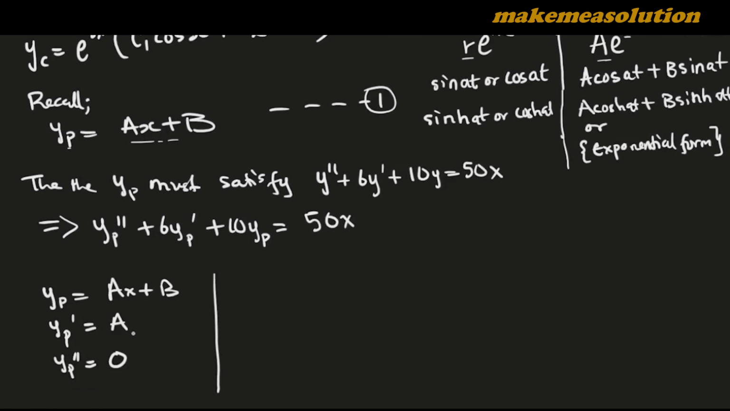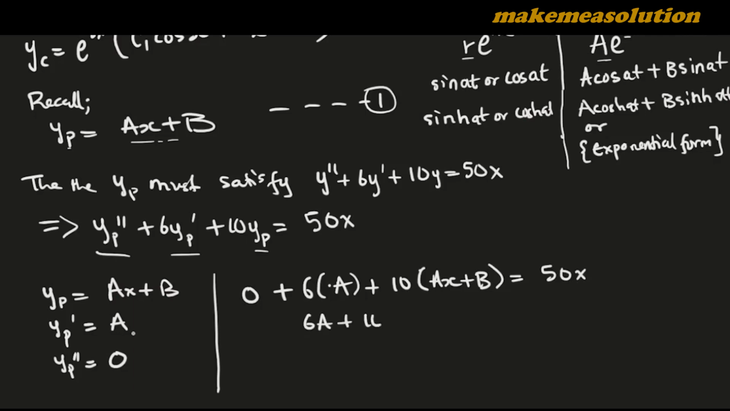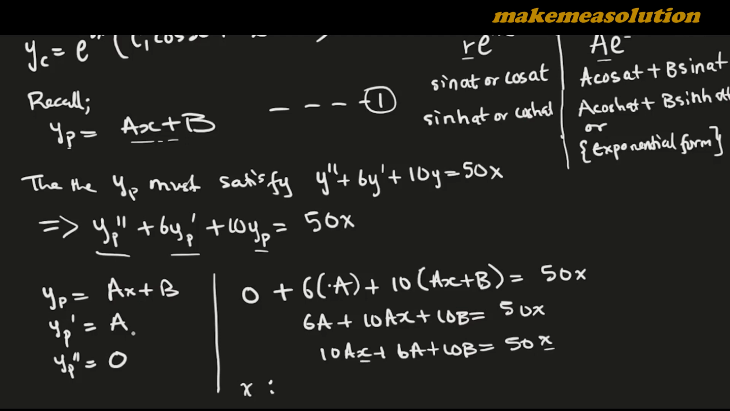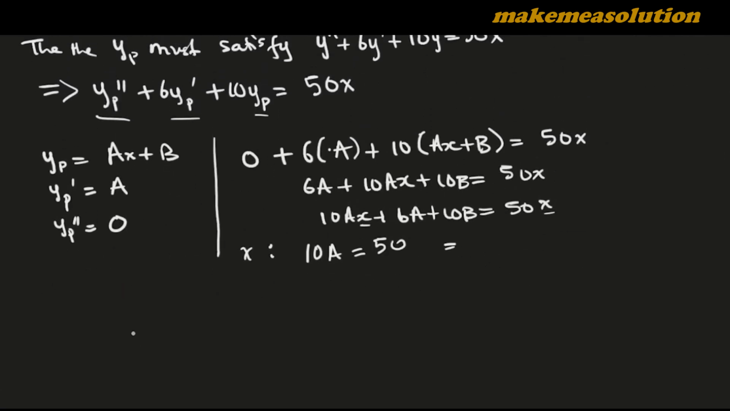Now that we've gotten yp prime and yp prime prime, we are going to slot them into these positions. In slotting them, I'll have 0 plus 6 times a, plus 10 times ax plus b, is equal to 50x. So you have 6a plus 10ax plus 10b is equal to 50x. So 10ax plus 6a plus 10b is equal to 50x. So you're going to compare coefficients. For terms in x, the coefficient of x on the left hand side is 10a, and the coefficient of x on the right hand side is 50. So for 10a equal to 50, what is the value of our a? Our a is equal to 5.